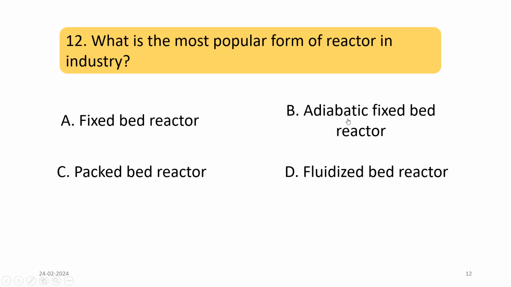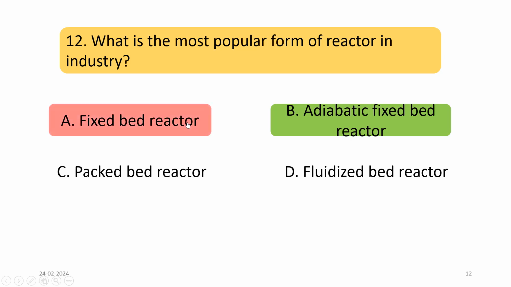So the answer is adiabatic fixed bed reactor. Okay. In adiabatic fixed bed reactor, actually it is important because the temperature is maintained here. Okay. So no thermal fluctuations are happening in adiabatic fixed bed reactor. That is why it is more preferred as the popular form of reactor in industry.